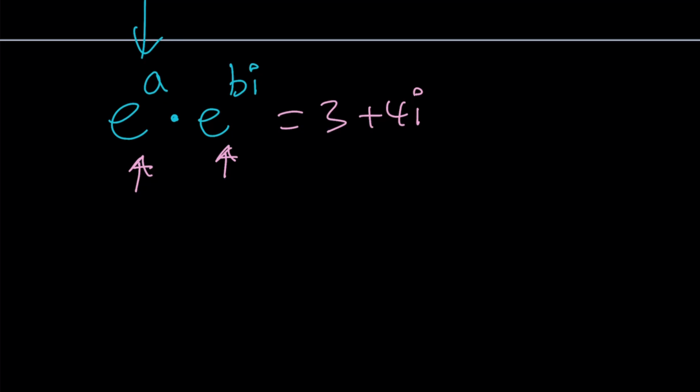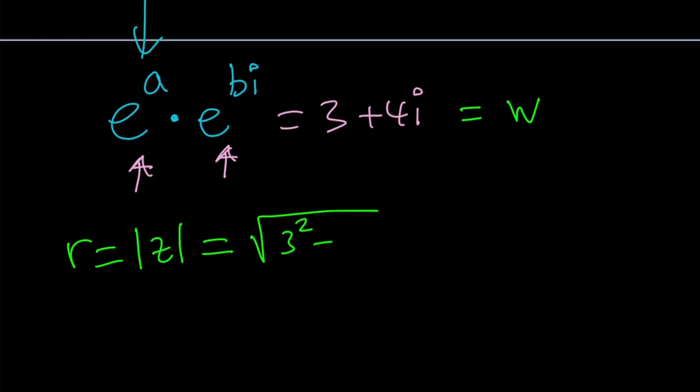First of all, if I call this w, I'm not going to call it z because the z is already used, right? Z is a plus bi. So let's call it w. And what is the absolute value of w, or r, radius, or modulus? It's going to be the square root of 3 squared plus 4 squared. From Pythagorean theorem, this is going to be 5.